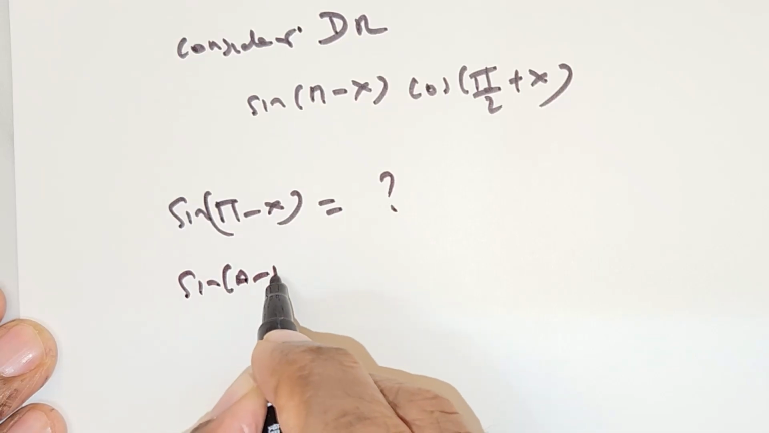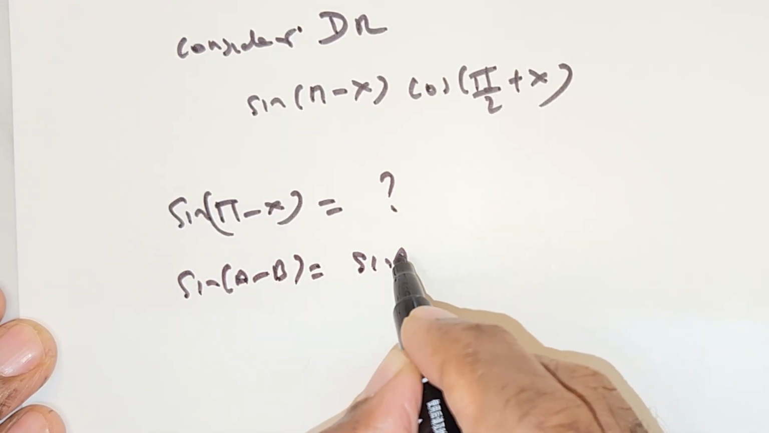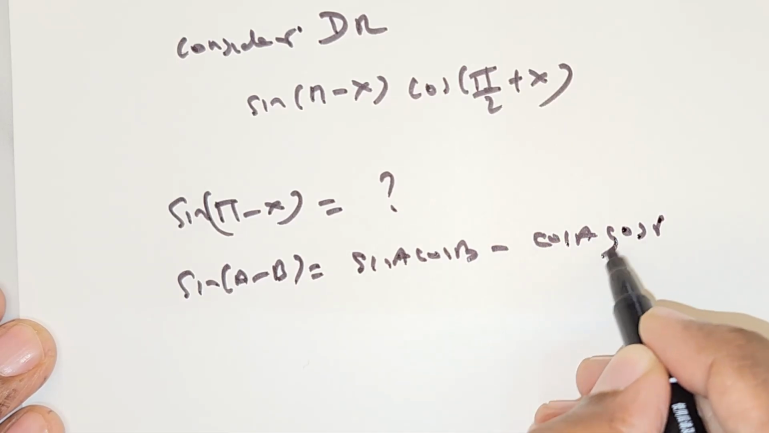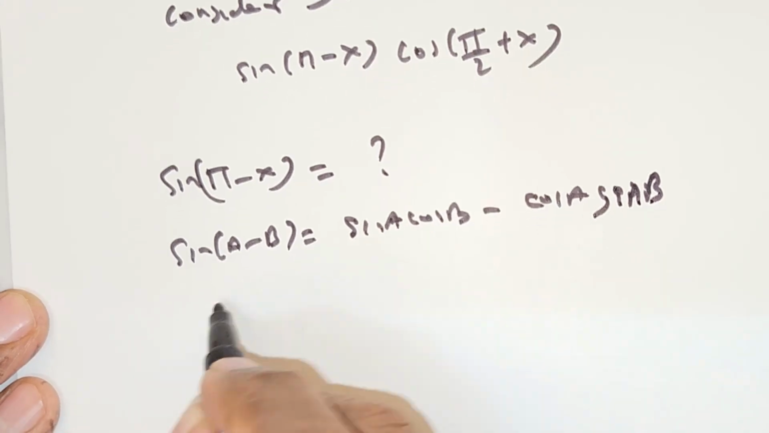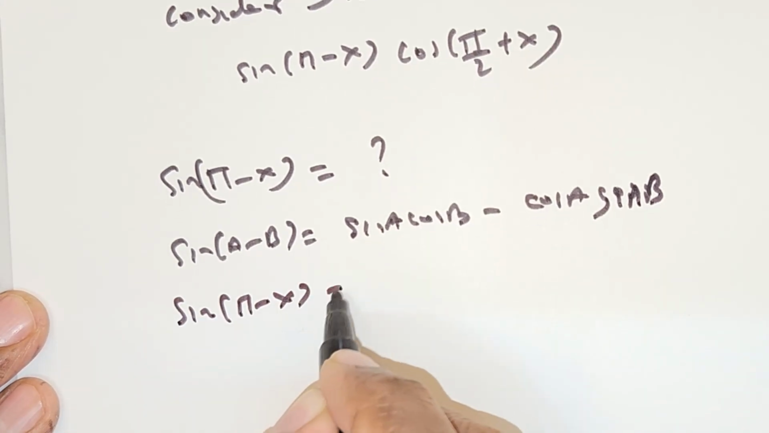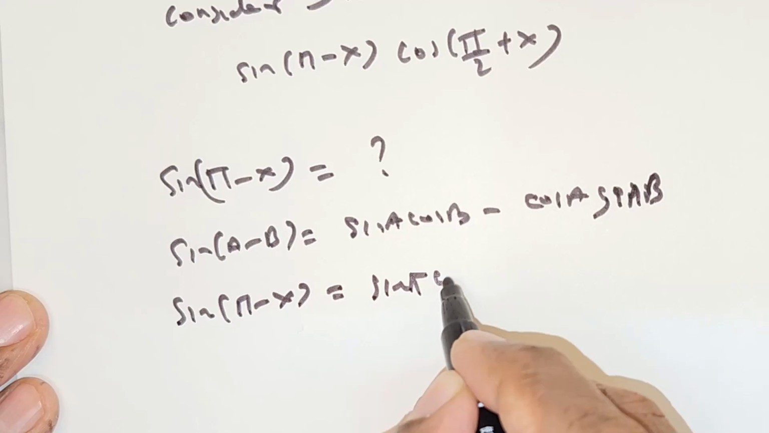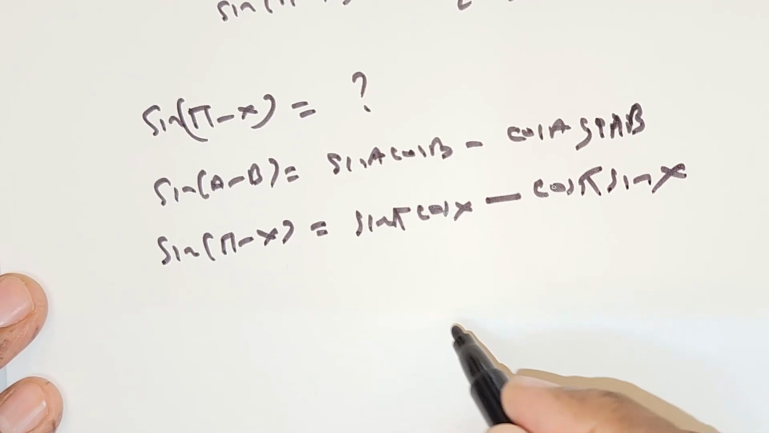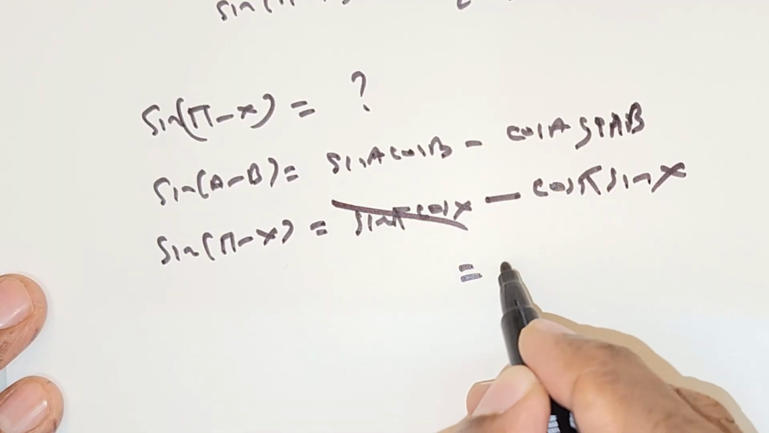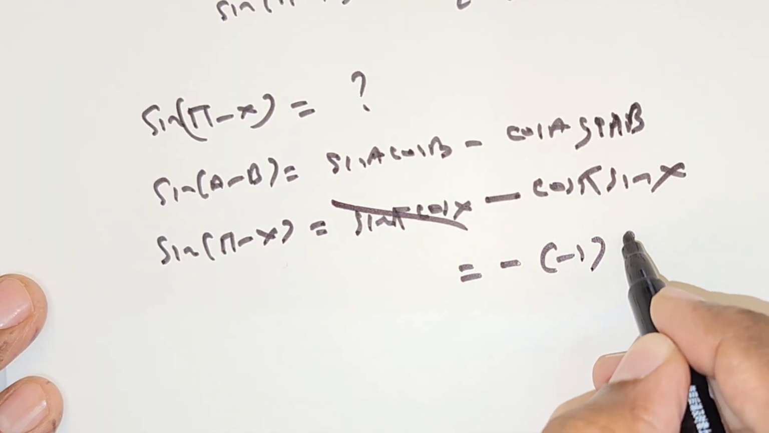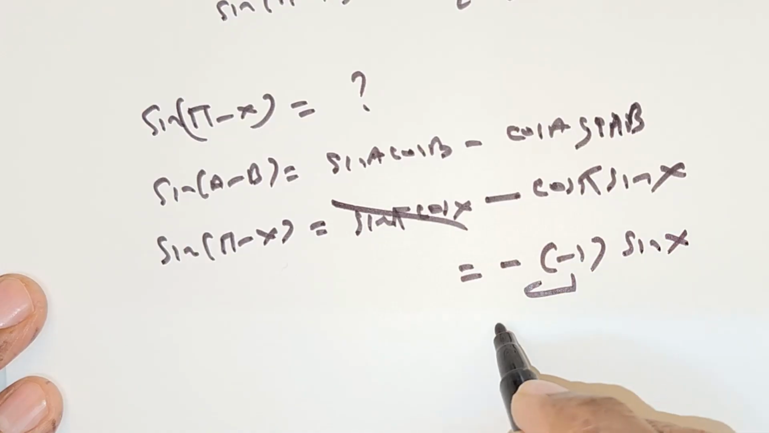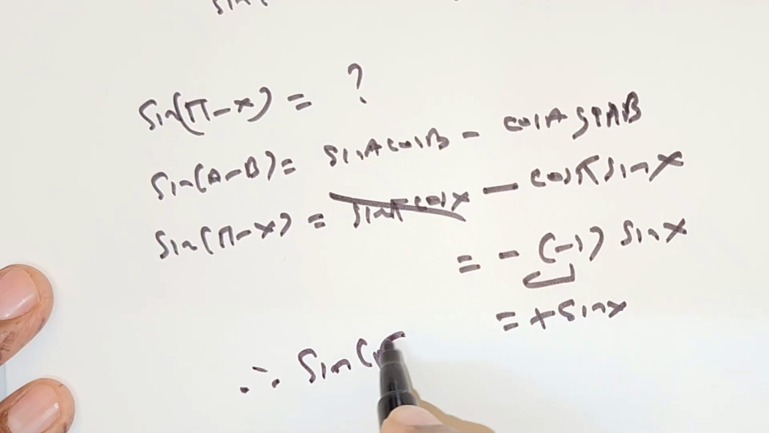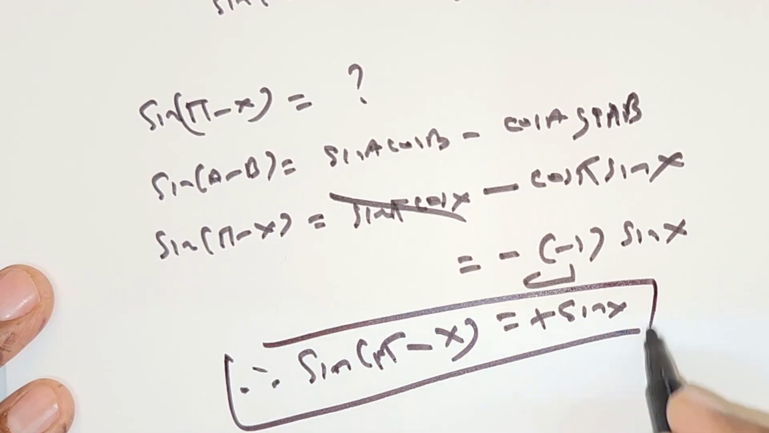we have a formula. Sine of (a - b) is sine a cos b minus cos a sine b. So this is going to be sine of (pi - x), which is nothing but sine pi cos x minus cos pi times sine x. Now sine pi is 0, cos pi is -1, and you have a sine x there. So negative will be positive sine x. So therefore sine of (pi - x) is this.